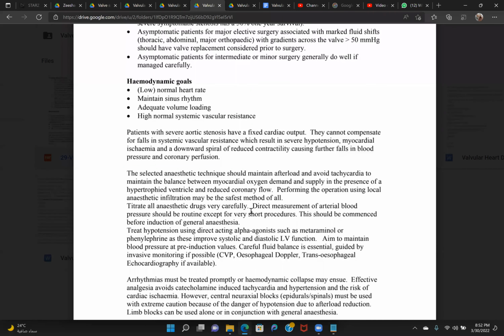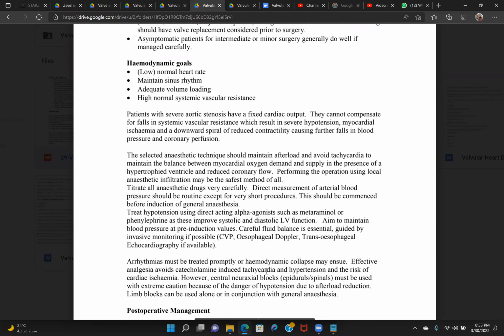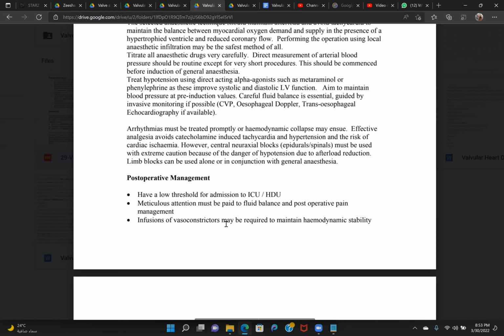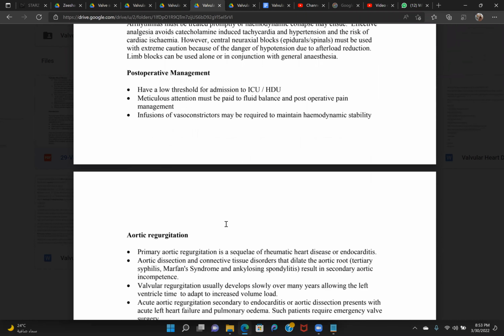If you understand, it is very easy to explain. If you don't understand, it becomes very difficult. The same things are written about monitoring: fluid balance, CVP, esophageal Doppler, as we discussed before. In all these patients you can keep cardiology on board and put on the defibrillator pads. Nobody can say that it is unsafe. If there is availability, you can do it. These are the same HDU monitoring things we discussed before.